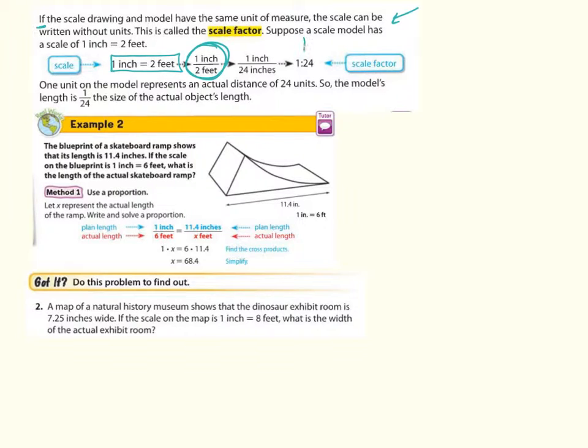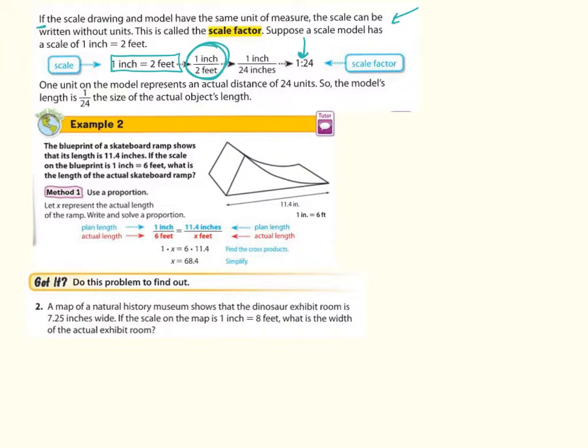I also want you to be careful because it can also be represented using the semicolon. Remember, the semicolon also can be represented and written as a fraction. So any scale factor that's written as a fraction can also be represented with a semicolon. All right, let's move on.